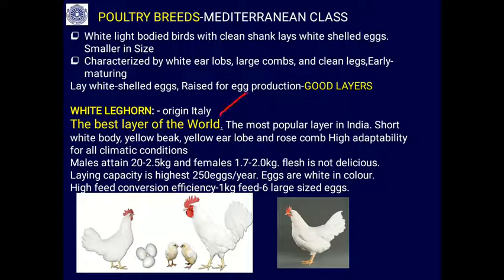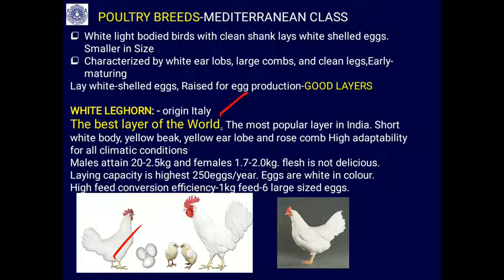The very popular one is the white leghorn. It originated in Italy and is the best layer of the world, and the most popular layer in India. Almost all layer farms are rearing white leghorn. They have a short body, yellow beak, yellow earlobe, rose comb, and high adaptability to all climates. Males attain 2 to 2.5 kg, a small bird. Females are about 1.7 kg. The flesh is not delicious, only a good layer.